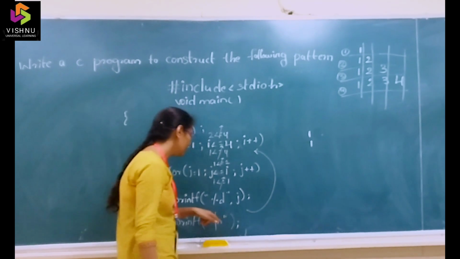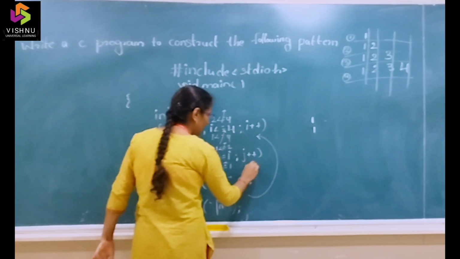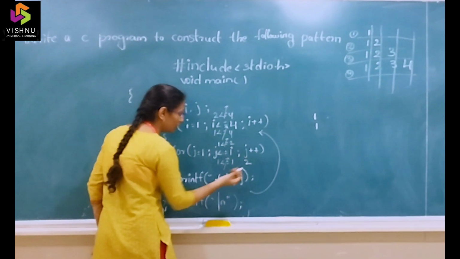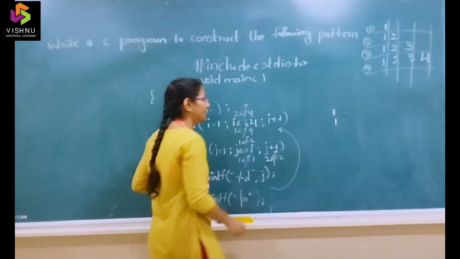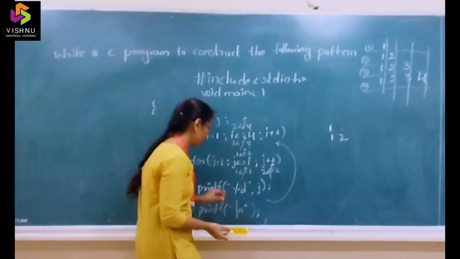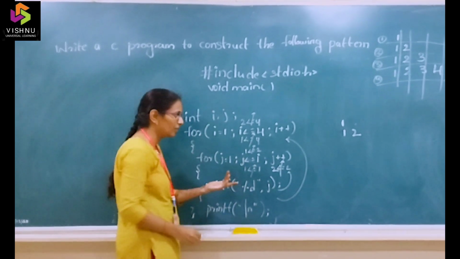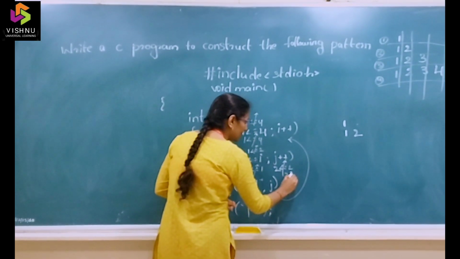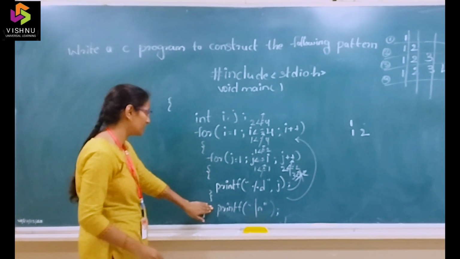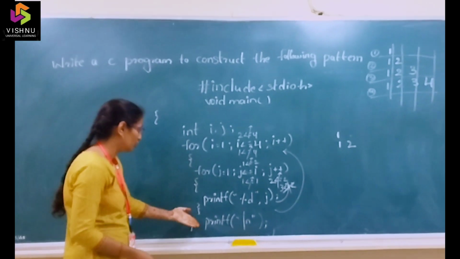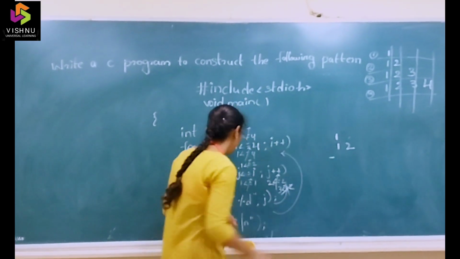Now the condition will be checked after incrementing the j value. j value is 2 now. 2 less than or equals to 2, which is true. So the j value will be printed here. After this, the j value will be incremented. Now the j value becomes 3. 3 less than or equals to 2, which is false. So it goes to the next statement, which is outside the loop. printf of \n. Now the cursor moves to the next line.